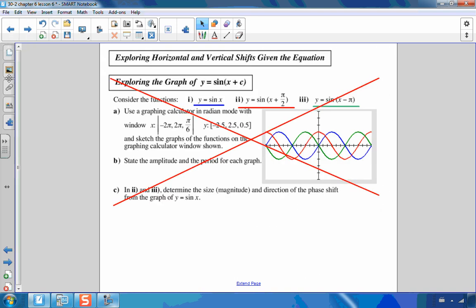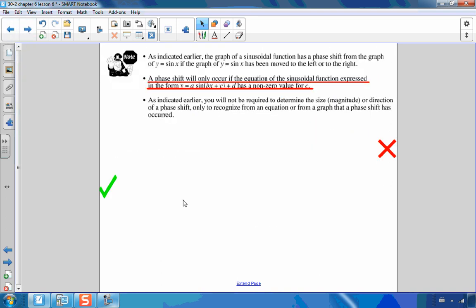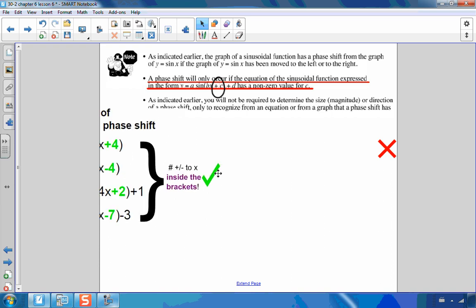Okay, we're going to get rid of that. And we're going to look here. A phase shift will only occur in the equation of a sine function expressed in the form y equals a sine(bx plus c) plus d. If there is a c value that is not 0, there will be a horizontal phase shift. Again, you don't have to tell me which direction or how much, just if there has been a phase shift.